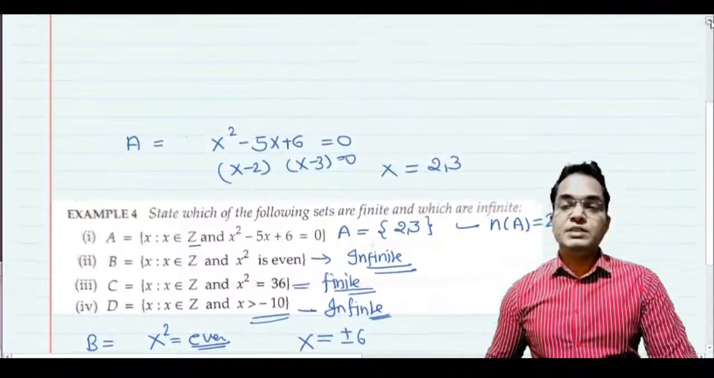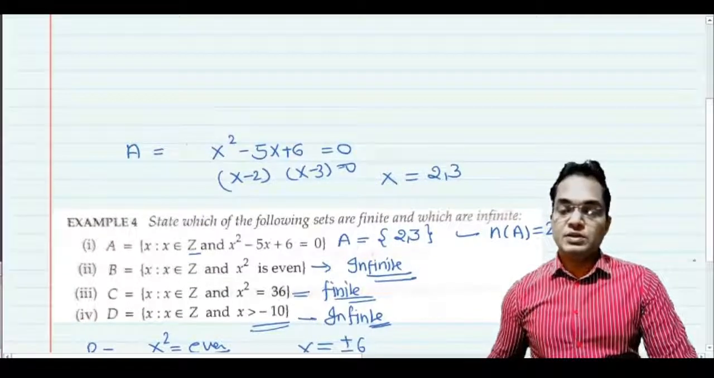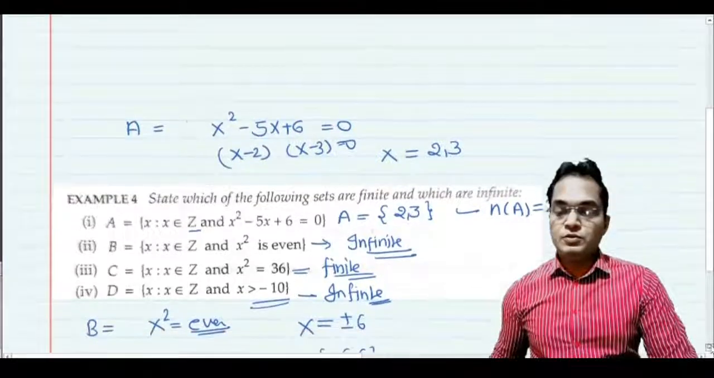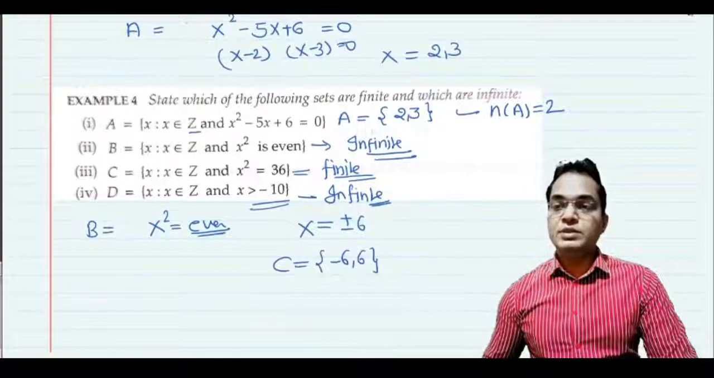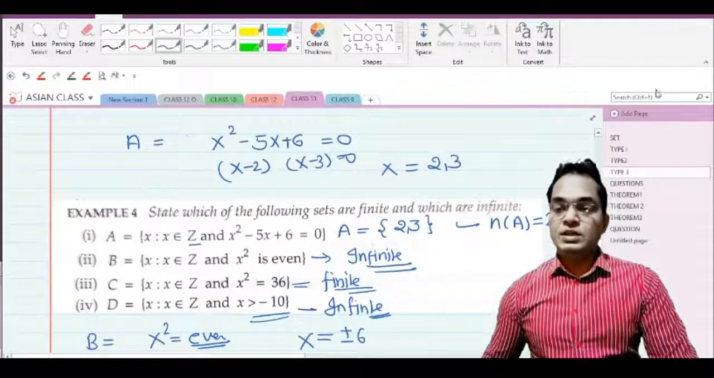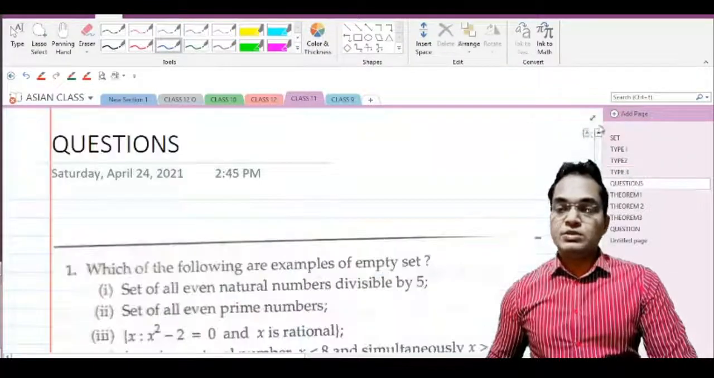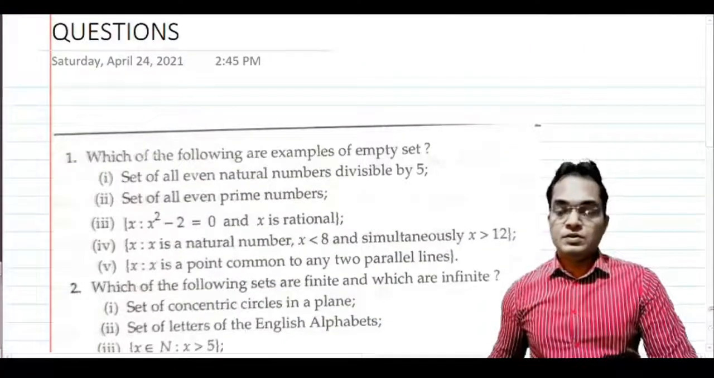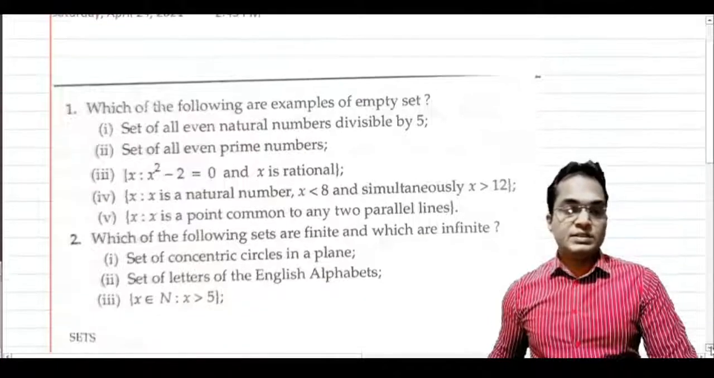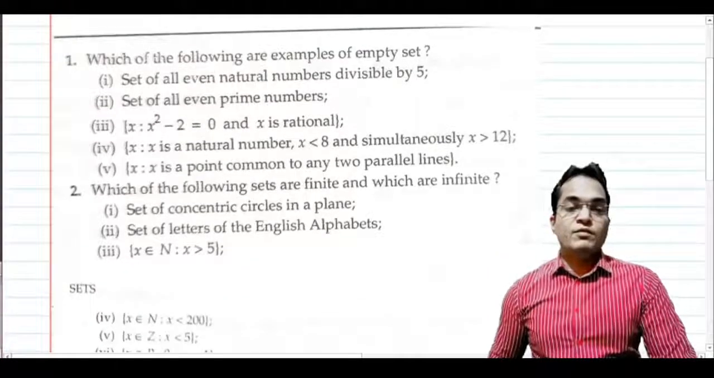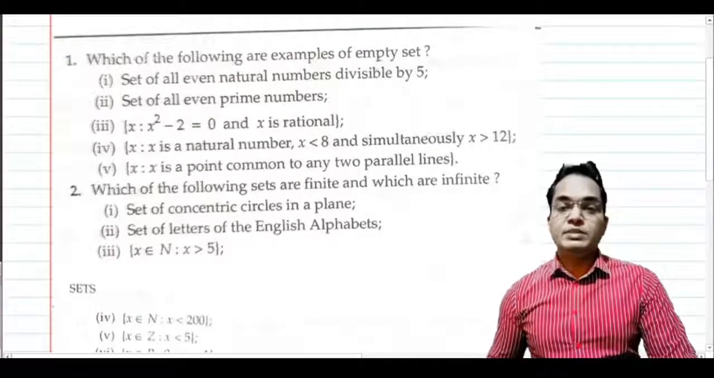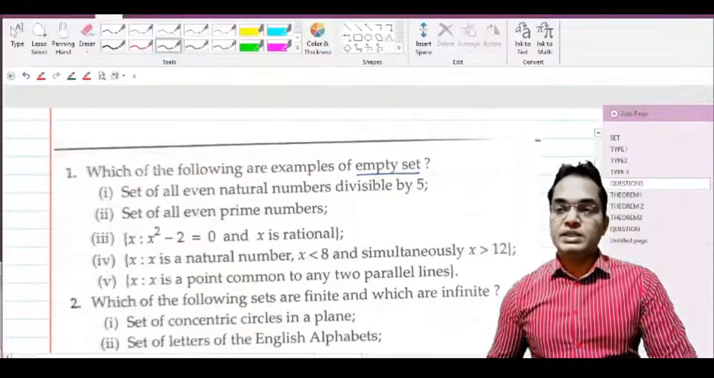Basically in this chapter we have studied the following three types. Now we are going to solve some more questions based on this exercise, or you can say questions based on types of sets. Okay, which of the following are examples of empty set? In this question you have to find the empty set.